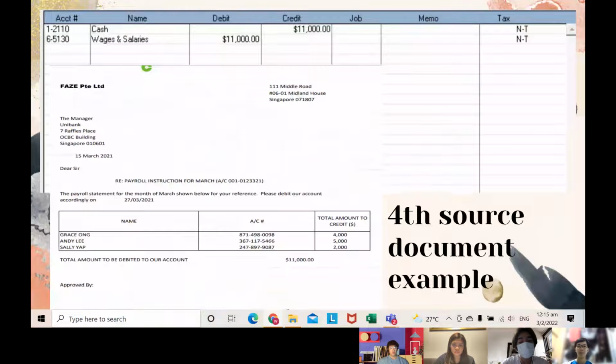Moving on to our last source document. The company decided to pay its employees their salaries. For the first employee 4,000, second employee 5,000, and the last employee 2,000. We have to sum it all up and record it under wages and salaries. So we will have to decrease the cash as we pay the employees by 11,000 and increase the expenses of hiring the workers. Under wages and salaries, we have to increase by 11,000.